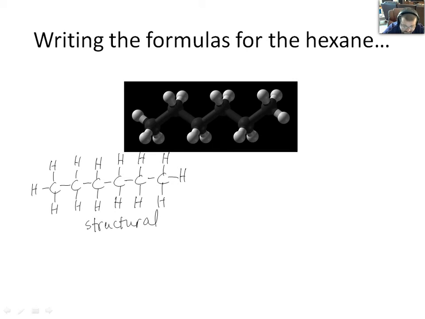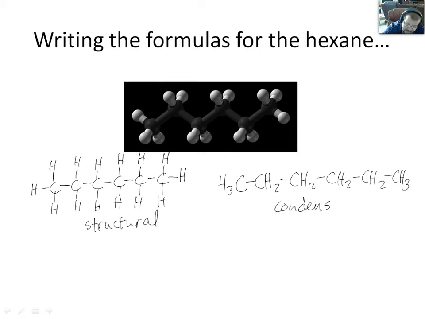Now, if we take a look at the condensed formula, we would have H3C attached to CH2, CH2, CH2, CH3. It's our condensed formula, pulling all the H's in next to their carbons. And finally, the skeletal formula, which is the most straightforward to write. We need 6 carbons, so I'm going to start out with 1, 2, 3, 4, 5, 6. That would be my skeletal.